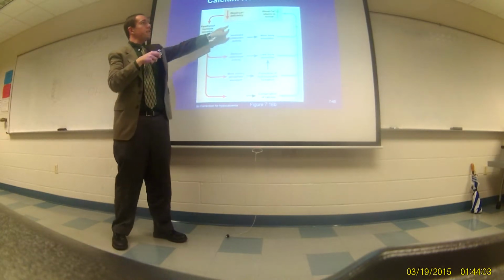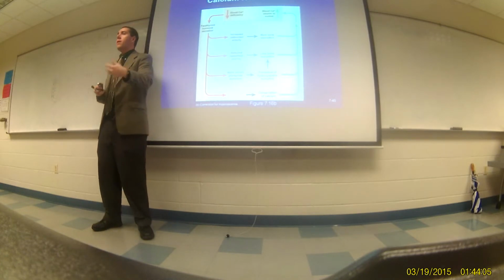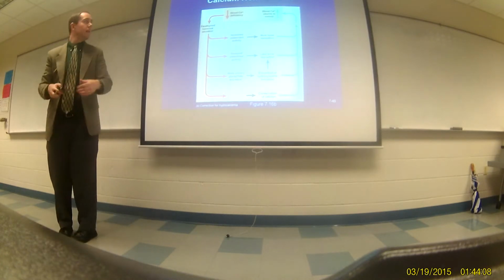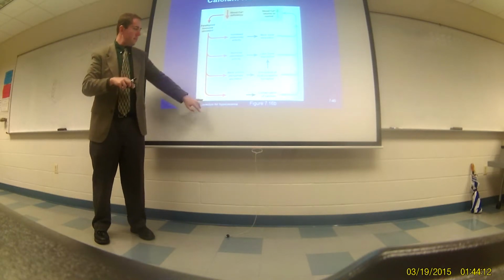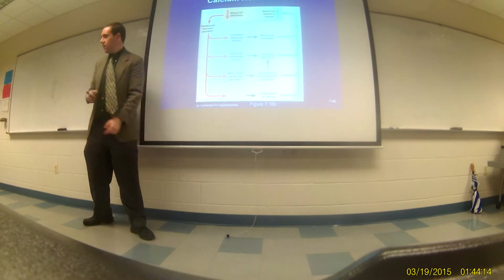Here, we have a blood calcium deficiency. So the parathyroid is going to turn on. It's going to make parathyroid hormone, and it's going to do those 4 things that we talked about.